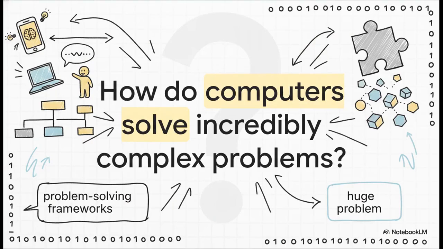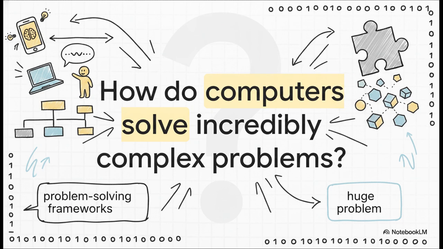Before we even think about writing a single line of code, we really have to prepare ourselves to look at the world a little bit differently. And it all starts with one really big question. How do computers actually solve incredibly complex problems? When we're scrolling on a smartphone or typing on a laptop, it's so easy to fall into the trap of thinking that computers are just magically smart.